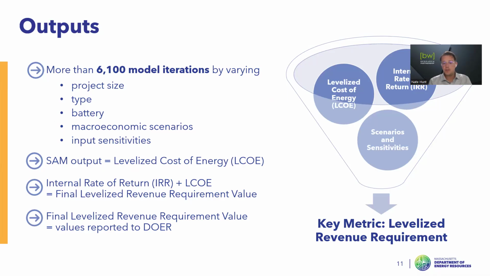The reason I believe DOER was looking for levelized revenue requirement instead of LCOE is the fundamental idea that if a project makes exactly the amount of money that it costs, then you probably won't have too many solar and storage projects built around the state. Investors and especially equity investors usually require at least some return, right? And so the incorporation of the internal rate of return is a really important factor here.